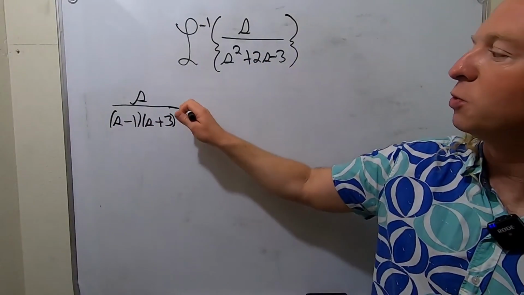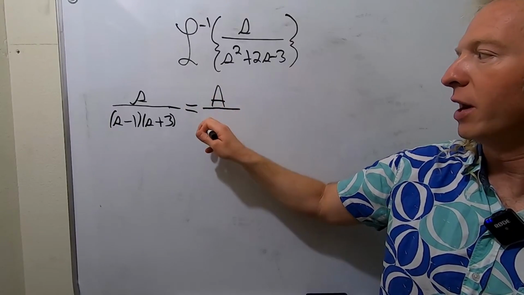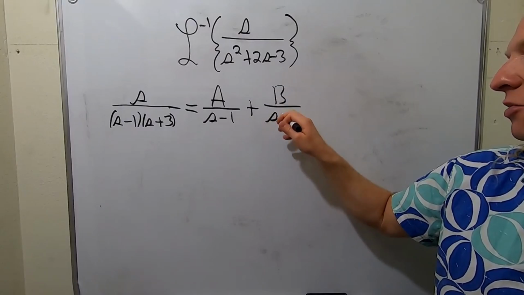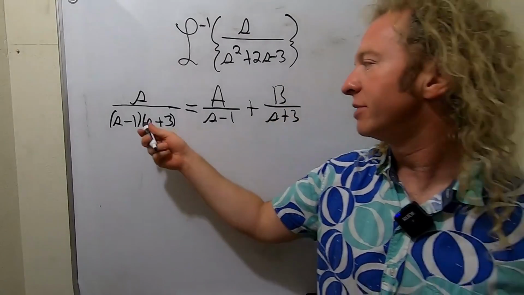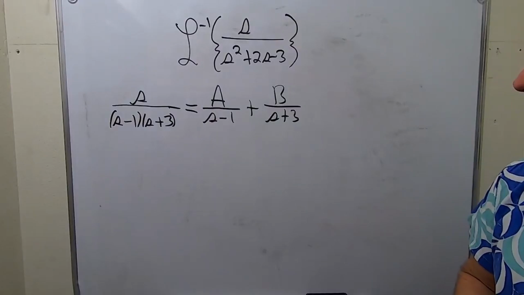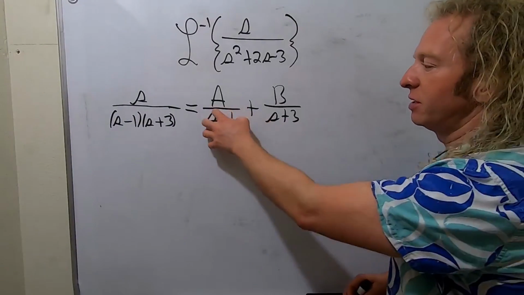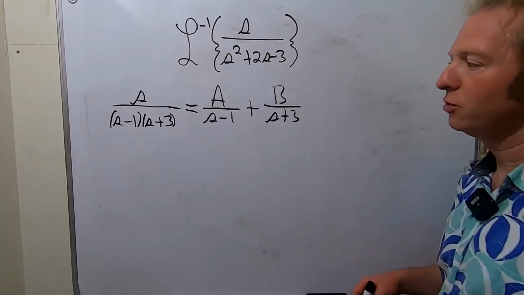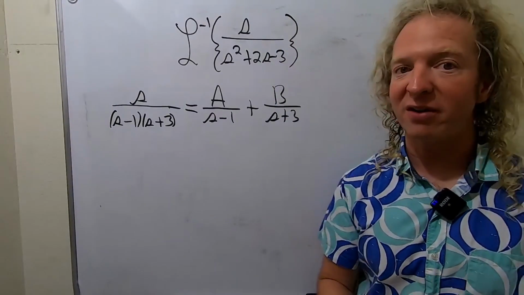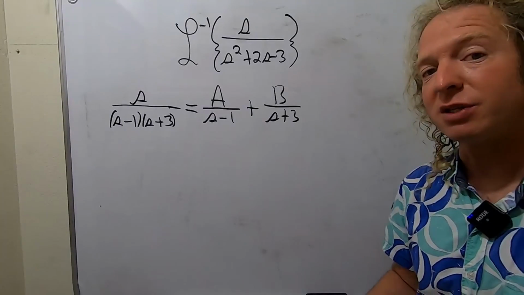So now we're going to use partial fractions. We can write this as a over s minus 1 plus b over s plus 3. That's because these are distinct linear factors. Okay, we can use the cover-up method to find a and b. Whenever you have distinct linear factors like this, you can use what's called the Heaviside cover-up method. It's named after Oliver Heaviside. This is the same Heaviside after which the unit step function is named, actually.